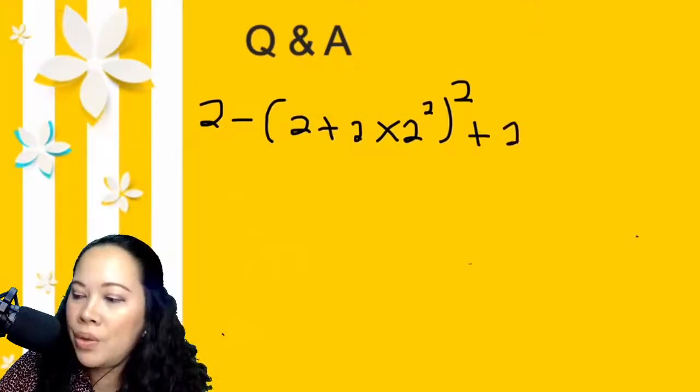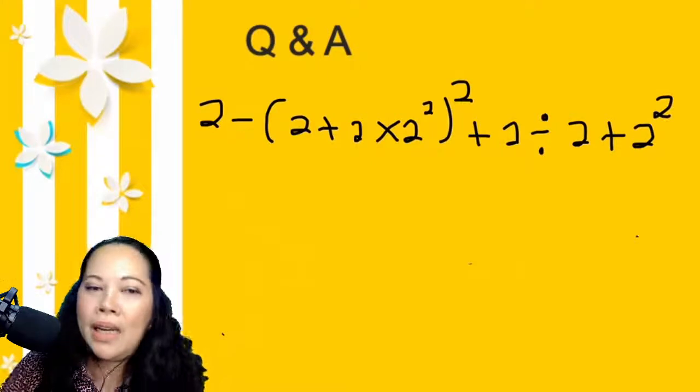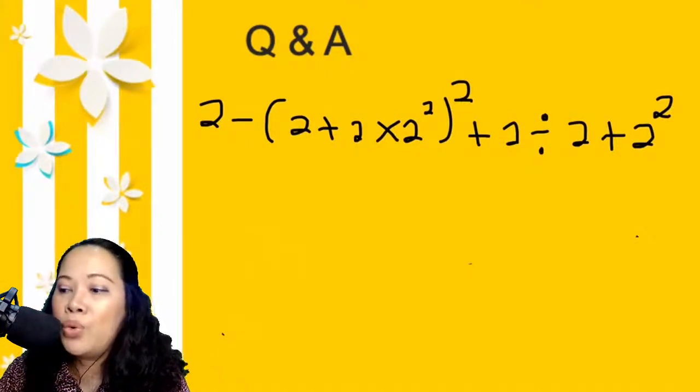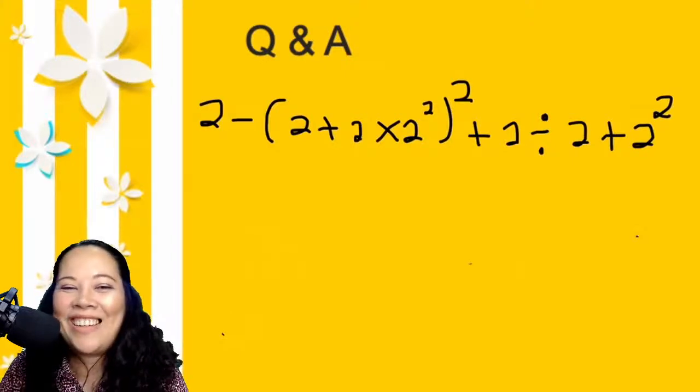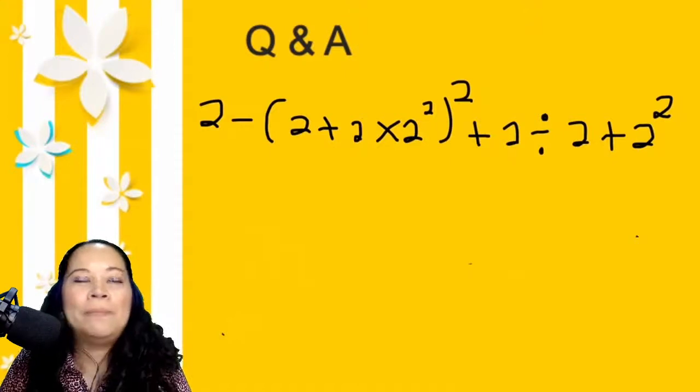Multiplication plus 2 divided by 2 plus 2 square. Okay. What do you think would be the answer here? 2 minus bracket 2 plus 2 times 2 square, close bracket, power of 2, plus 2 divided by 2 plus 2 square. What do you think would be the answer here? Let's try.